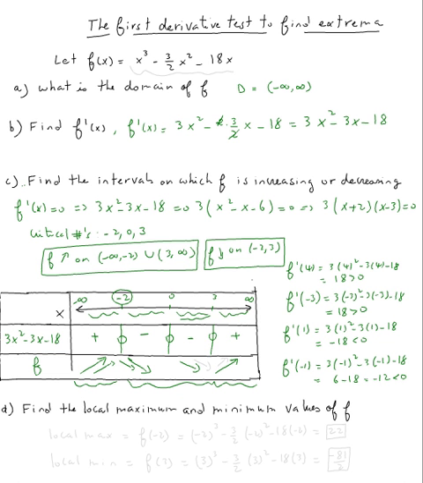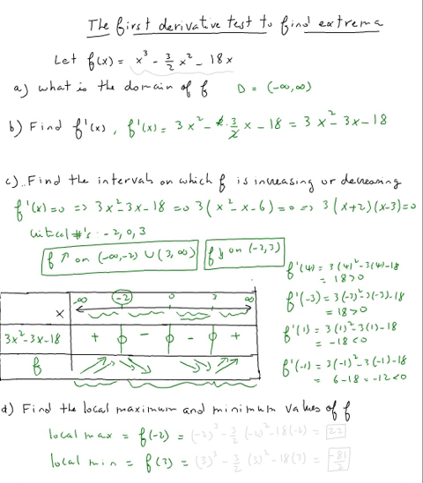Therefore, that's a max. So the local max will be equal to f of negative 2. We're still going to have to evaluate it. And then at 0 there's nothing, and then at 3, see, it's decreasing then increasing, so we got a local min at x equal 3, which is equal to f of 3.